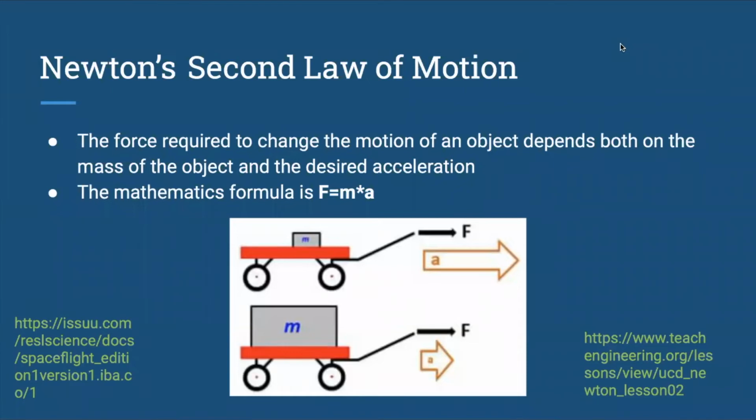Newton's second law of motion states that the force required to change the motion of an object depends both on the mass of the object and the desired acceleration. The math formula is F equals mass times acceleration, and the F is for force. So in this image, we see that if you use the same amount of force to pull these wagons, you will get different accelerations due to the different masses.